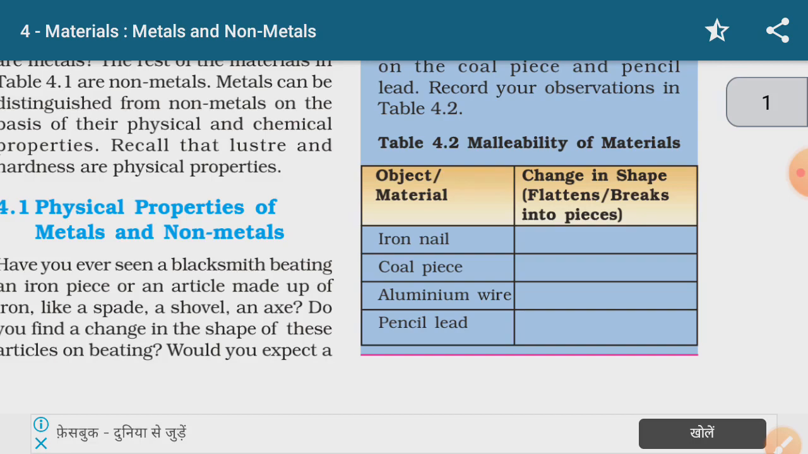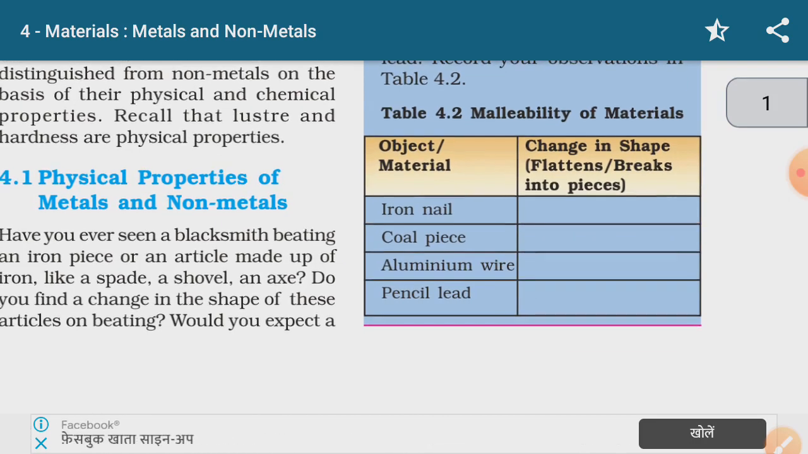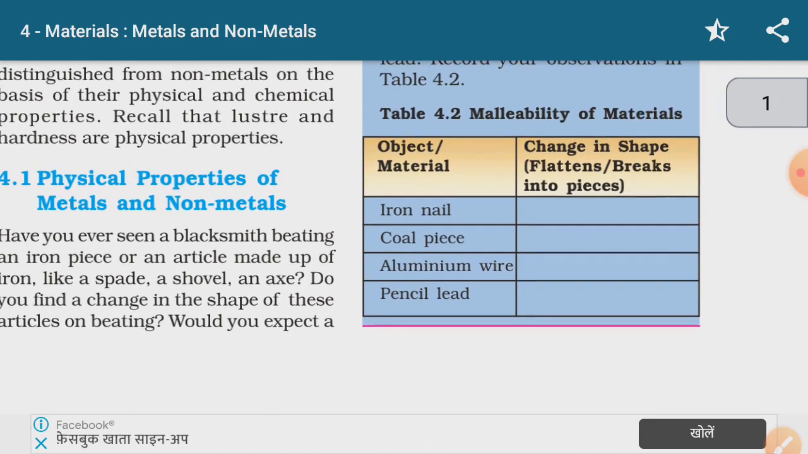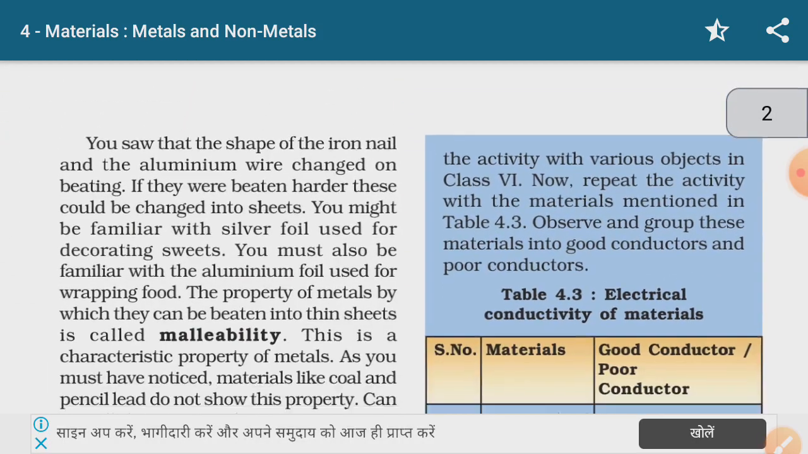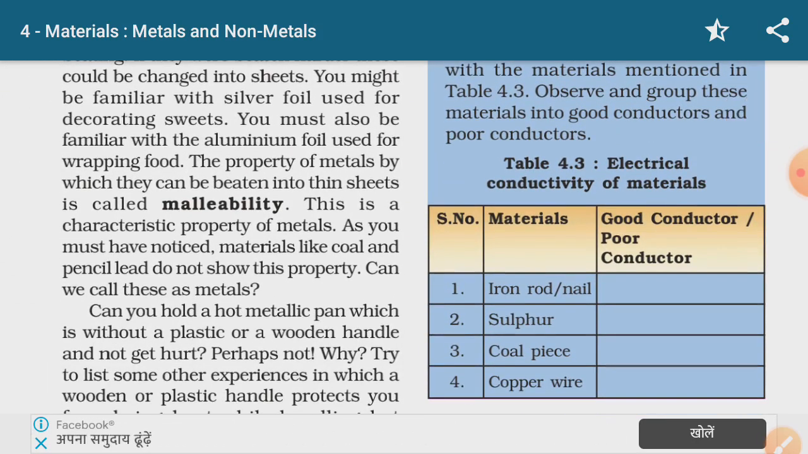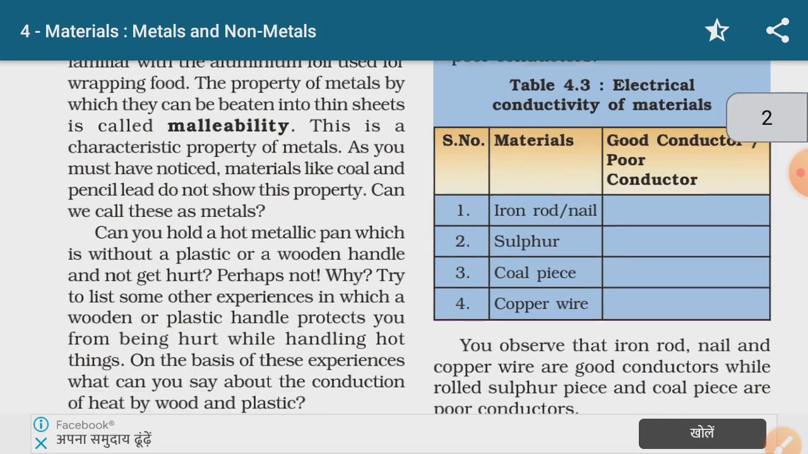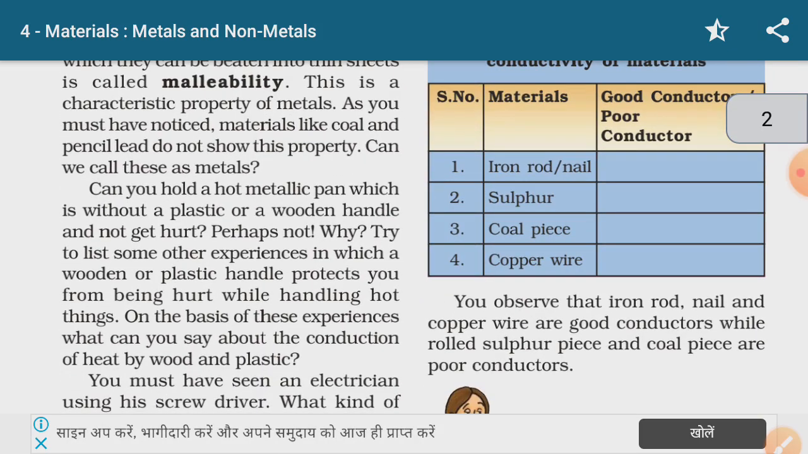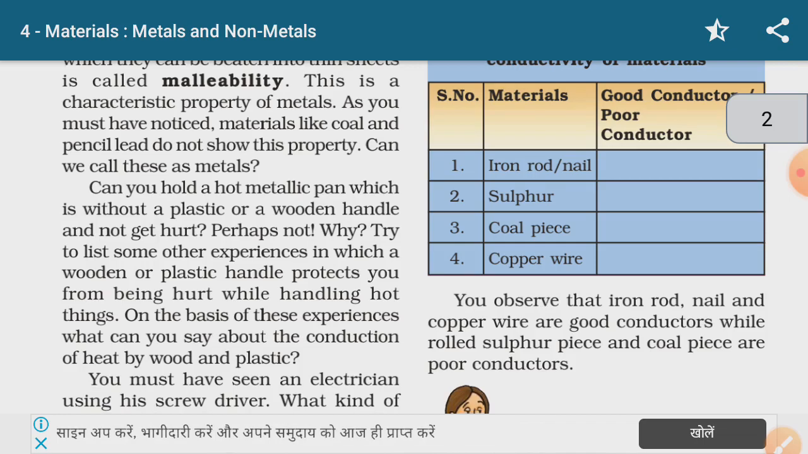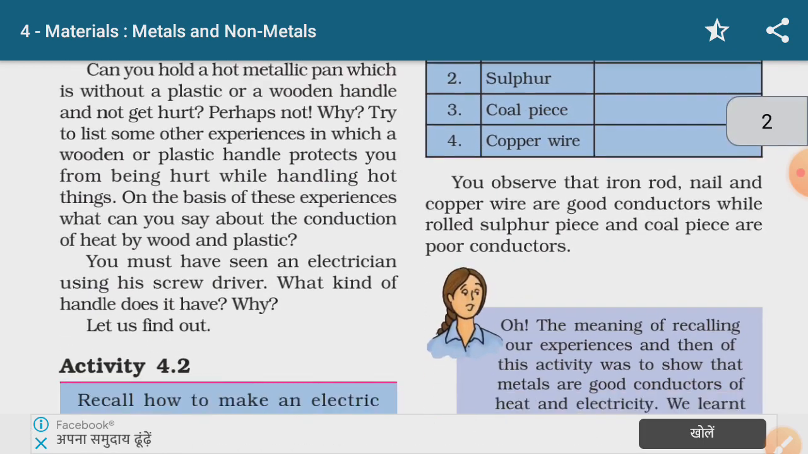So we can draw the conclusion that malleability is the property of metals by virtue of which they can be beaten into sheets. Now moving ahead, here they have shown you about malleability, which we have already discussed. So we can say metals are malleable because they have the property of malleability, and non-metals don't have malleability. They are non-malleable.